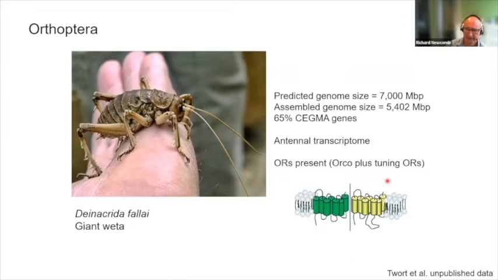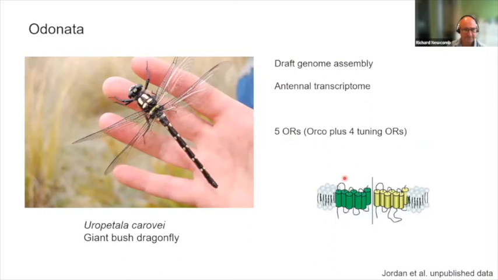This is the giant weta. This is also found on Hauturu Island, right next to the major headquarters of the ranger, the DOC ranger there. And this is quite a scary looking animal, and it also has a scarily large genome as well, which makes this very difficult to work with. But this creature also has a very large family of odorant receptors.